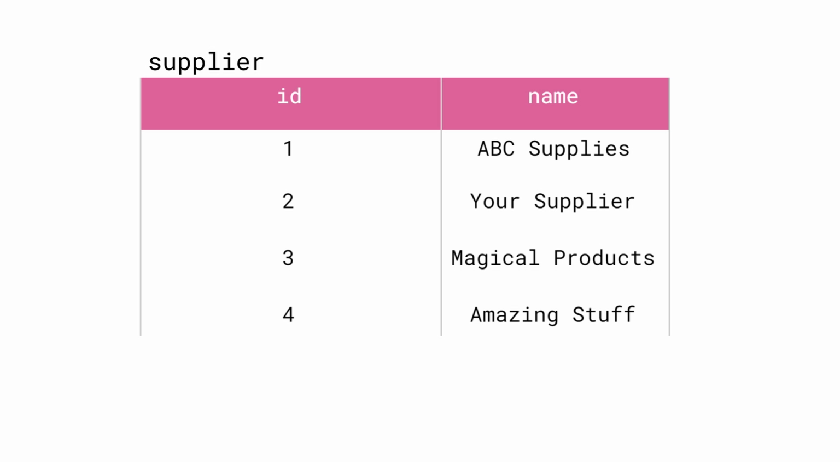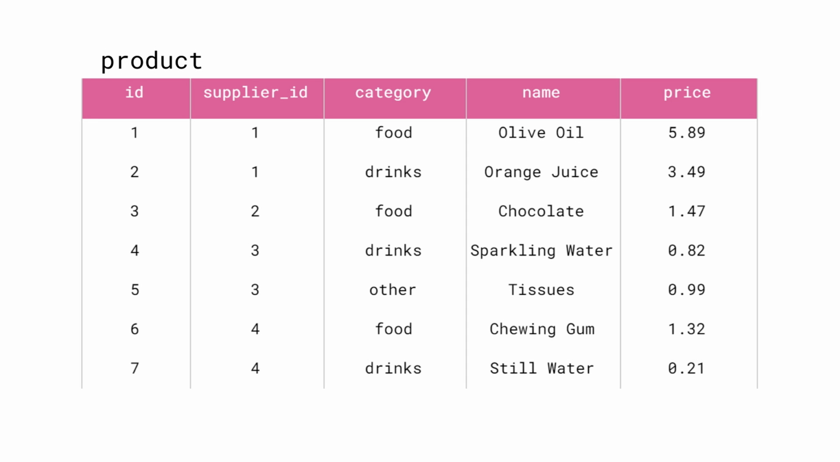Suppliers from the table supplier provide products listed in the table product. The supplier table has only two columns, ID and name. For instance, the supplier with ID 4 is named Amazing Stuff. Let's now take a look at table product. It has 5 columns: ID, supplier ID, category, name and price. For example, there is a product with ID 1 provided by the supplier with ID 1. The category is food, the product name is olive oil and the price is $5.89.